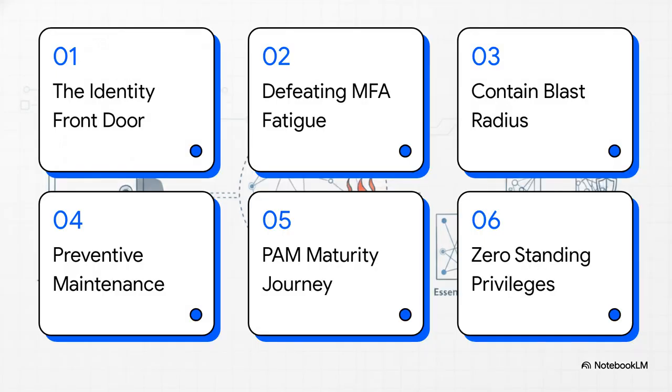Okay, let's dive into this. Here is our roadmap for today. We'll start at the identity front door, then look at defeating MFA fatigue, containing the blast radius, and preventative maintenance. After that, we'll walk through the PAM maturity journey, and finally arrive at zero standing privileges.